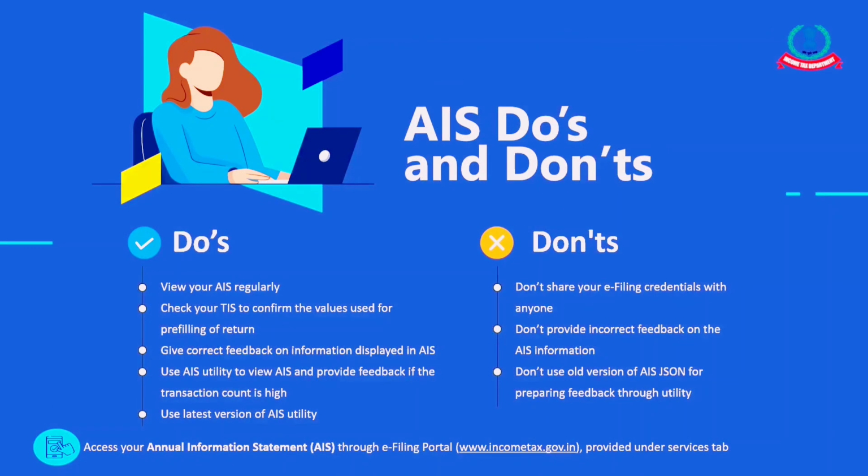Once you check the information, in case you require to give any feedback on the information which is displayed in AIS, you should download the AIS utility and then give feedback if the transaction count is high. If you are using the AIS utility, you are advised to use the latest version of the utility. But please do not share your e-filing credentials with anyone. Do not provide incorrect feedback on AIS information, and do not use an old version of AIS JSON for preparing feedback through the utility.